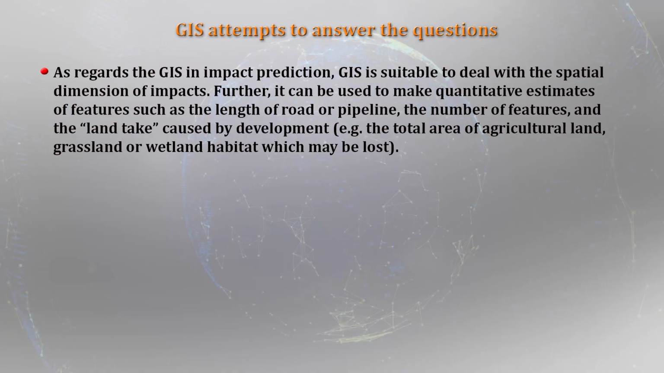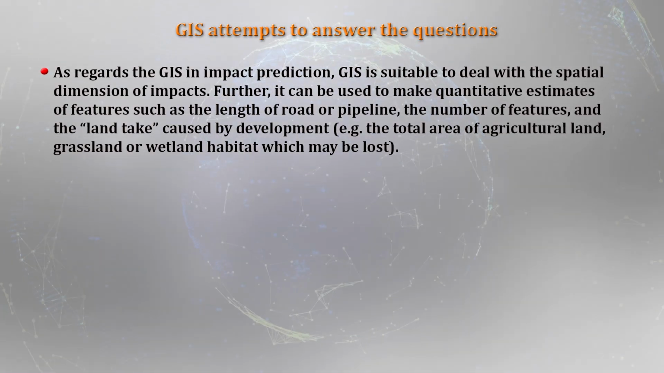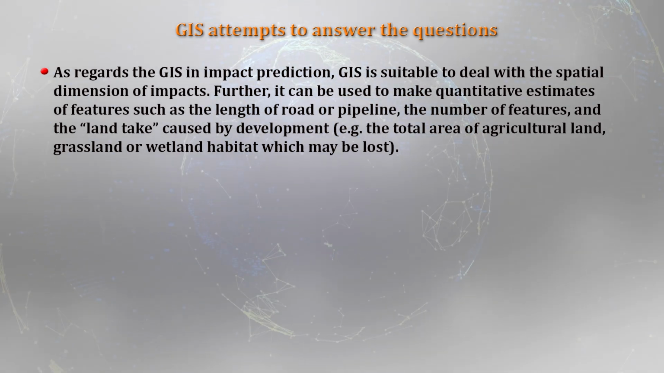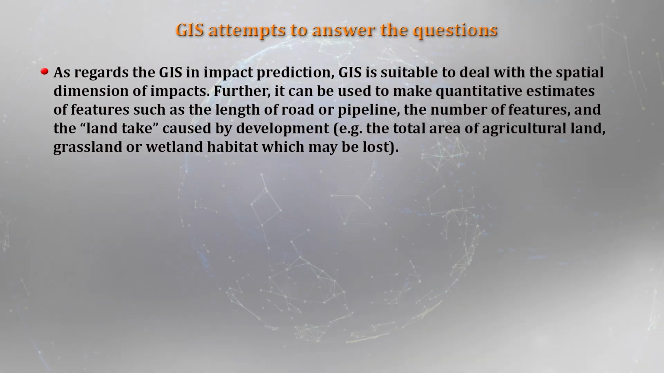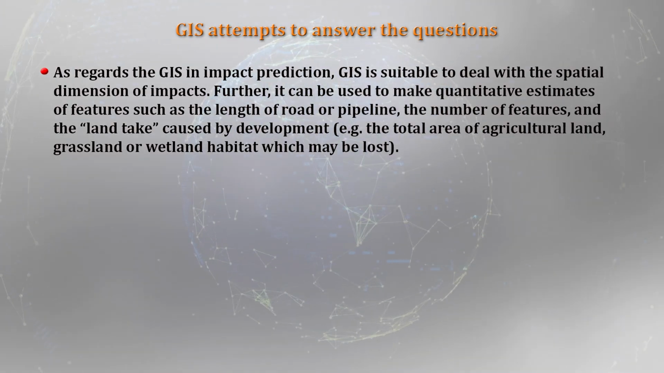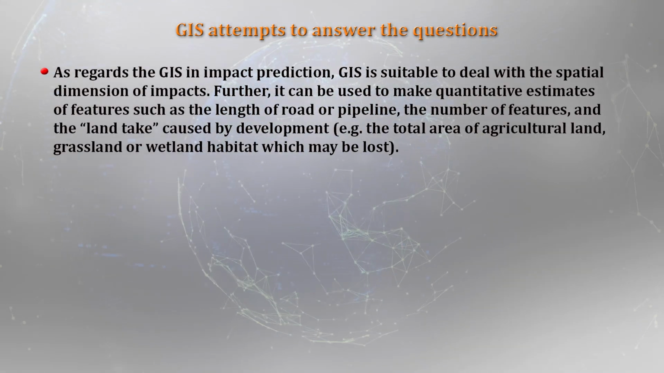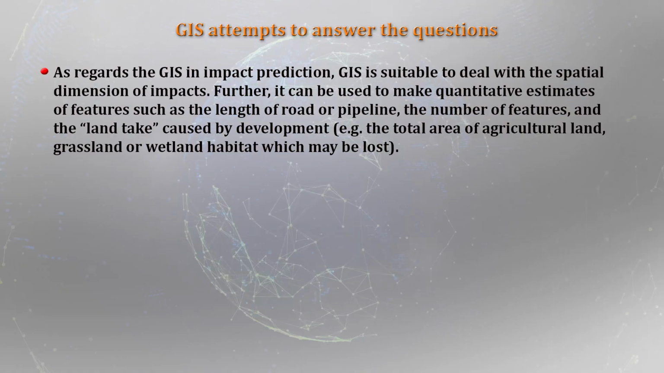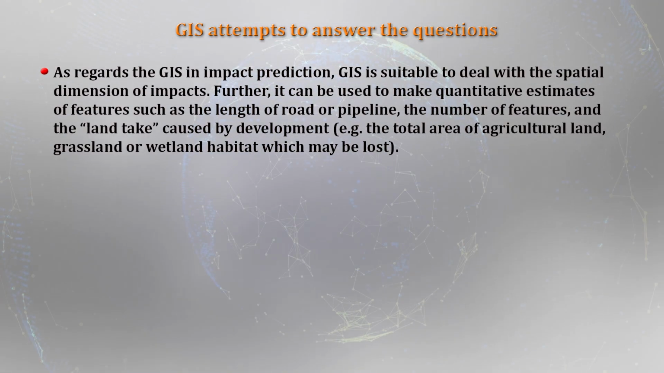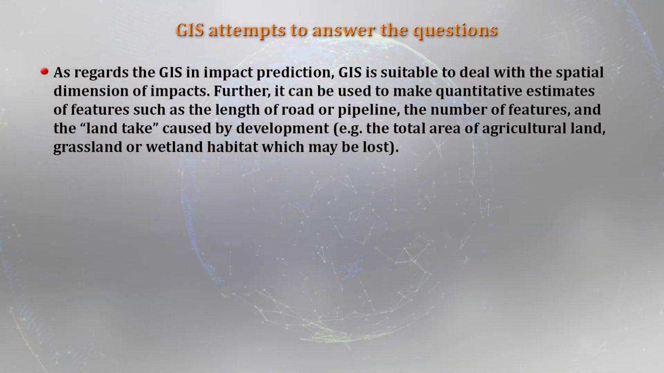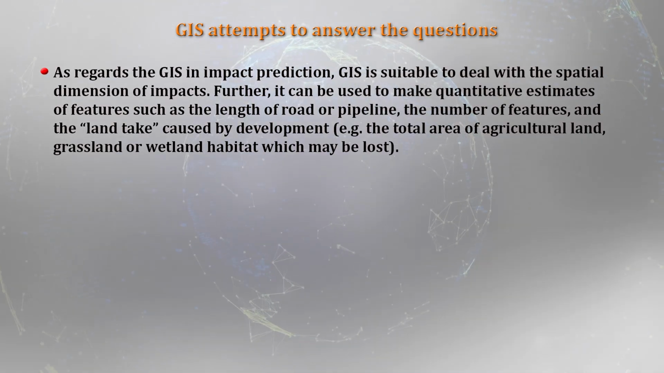And as regards GIS in impact prediction, GIS is suitable to deal with the spatial dimension of the impacts. It can also be used to make quantitative estimates of features, for example, the length of a road or a pipeline, the number of features, or even the land take caused by any development project. For instance, the total area of agricultural land that has been taken out because of the development projects. So these can all definitely be captured using GIS.